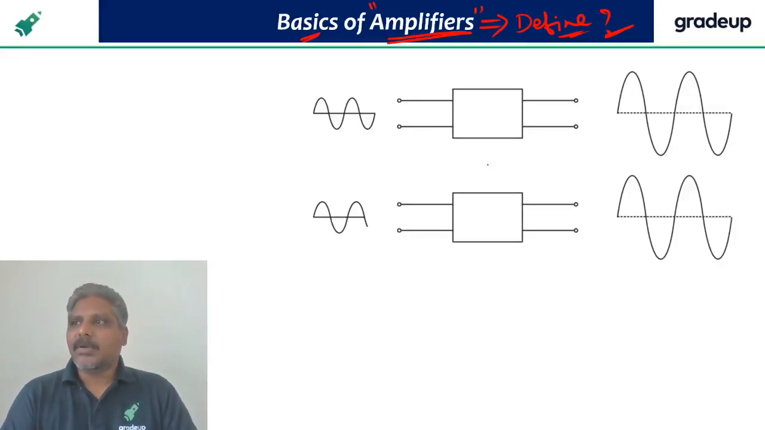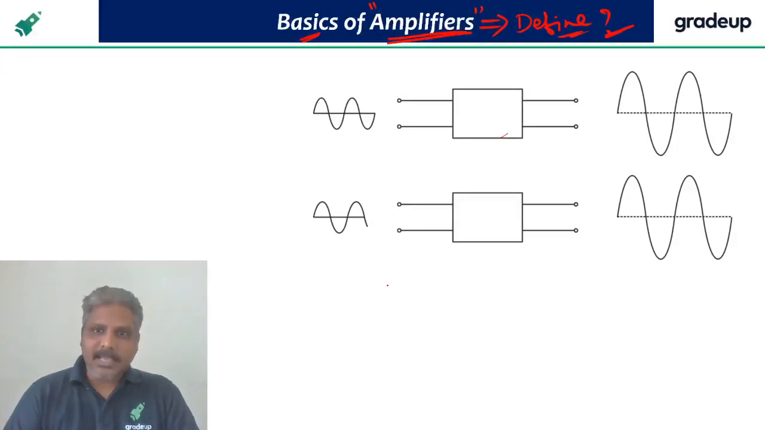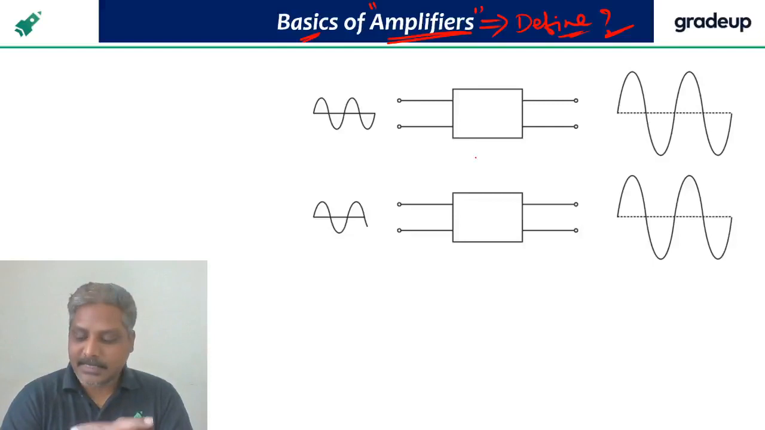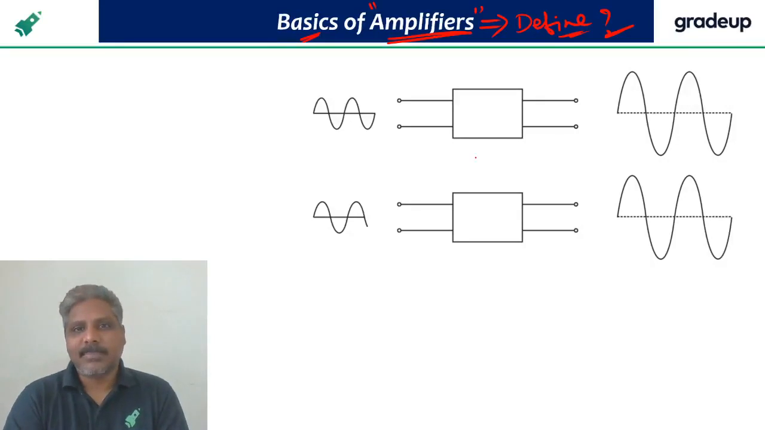Don't worry. Come on, you define what an amplifier is according to you. Generally, when I ask this type of question to students, many students will say, sir, an amplifier is a circuit which amplifies. Yes, it is correct. An amplifier is a circuit which amplifies. So a rectifier is a circuit which rectifies. An oscillator is a circuit which oscillates. A clipper is a circuit which clips. Like this, right?